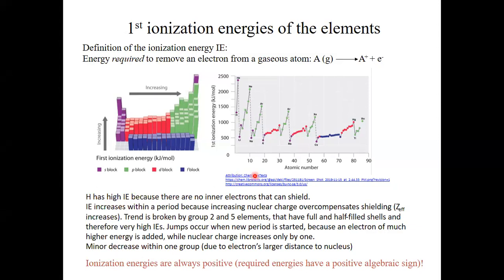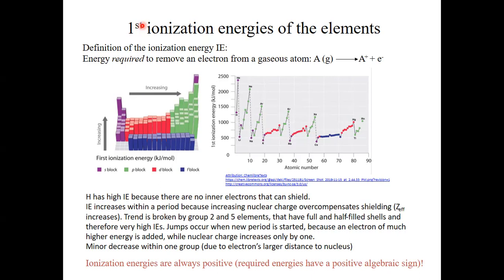Okay, let's continue. We started to look at periodic properties in the last class, and the first property we looked at were the atomic radii, and we have seen that the atomic radii depend on the position of the element within the periodic table. And we've also discussed what trends we can see. Now, another periodic property which is important is the first ionization energy of the elements.